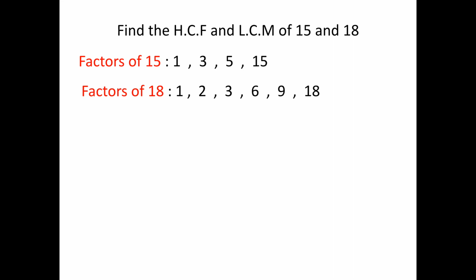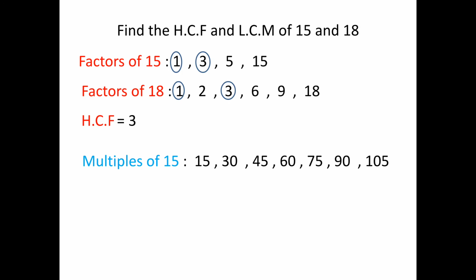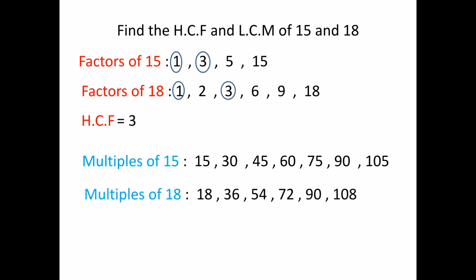Now, where are the common factors? I have only the 1 and the 3. Which number will we take? I want the highest common factor, so the answer is 3. Now let's get the least common multiple. What are the multiples of 15? Let's do the same with the 18. What are the multiples of 18? Where are the common multiples? Only the 90 is repeated in both rows, so my least common multiple is the 90.